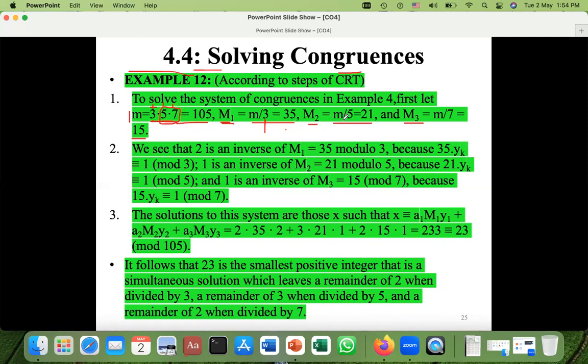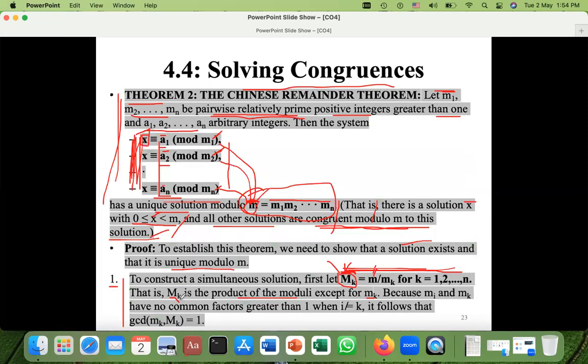That's why it is 35. And for the next one, you can see 5 is not included, and the rest are 3 and 7, 21. Similarly for that 7, this 7 is not included, and this 3 and 5, 15. So that statement is saying that Mk is the product of the moduli except for mk. And now you understood that this mi is the moduli, and this mk is something specific, maybe for that one.